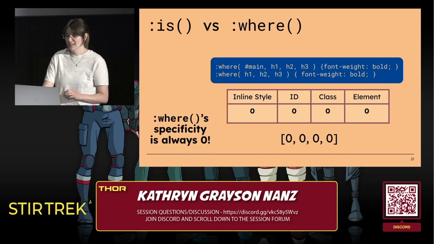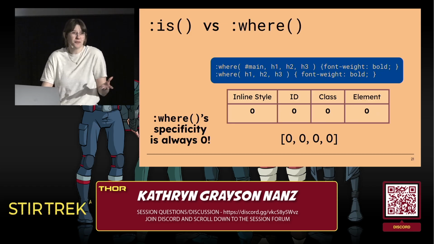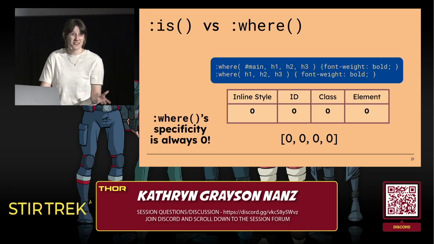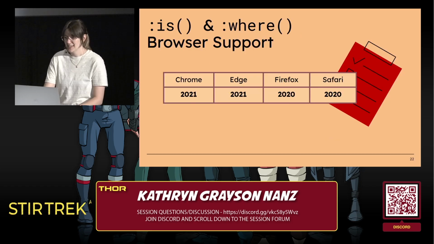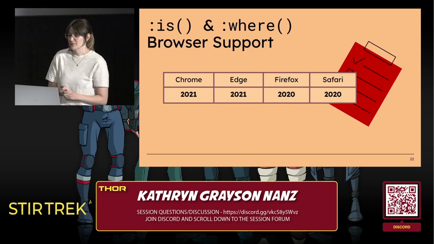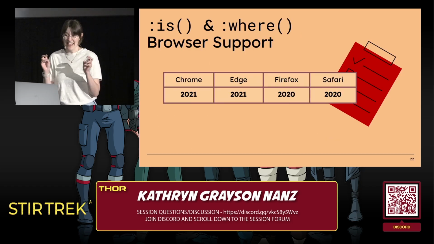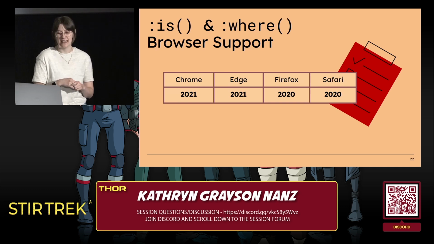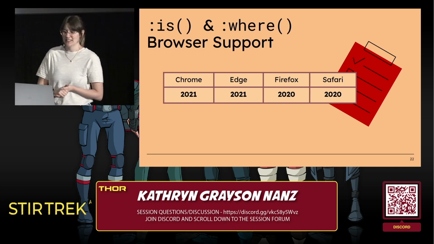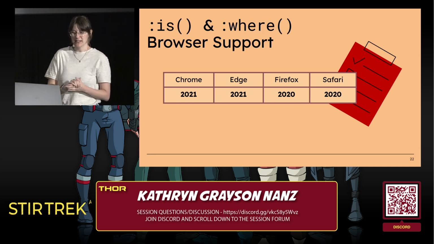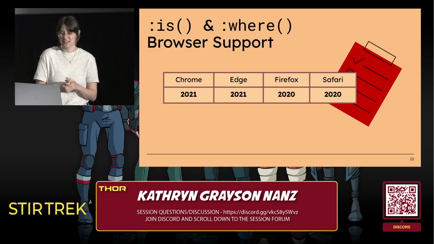However, I will admit, the vast majority of the time, you're probably just going to reach for is. Most of the time, that's what I do. An early version of is was originally released as WebKit Any way back in 2010. But is, as we know it today, was added to Firefox and Safari in 2020, with Chrome and Edge picking it up the next year, 2021.